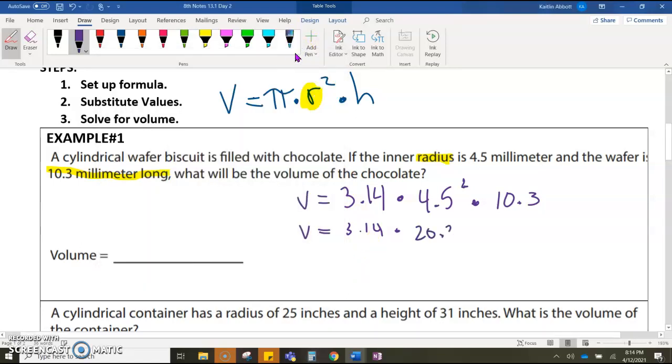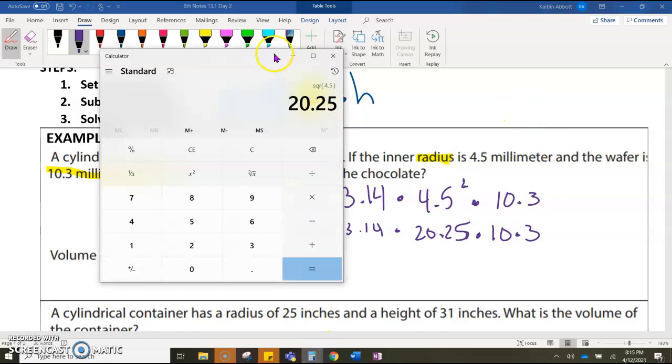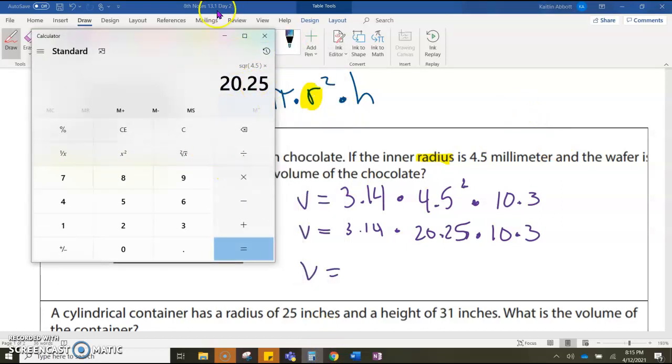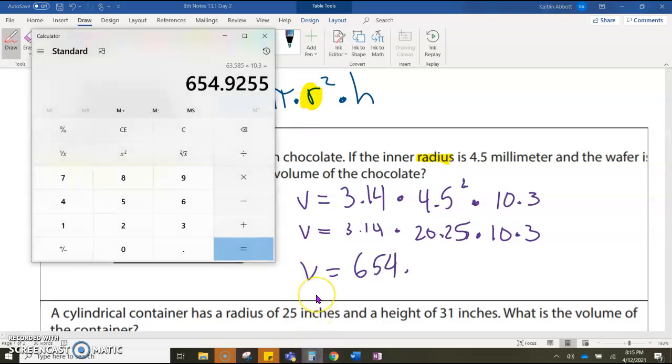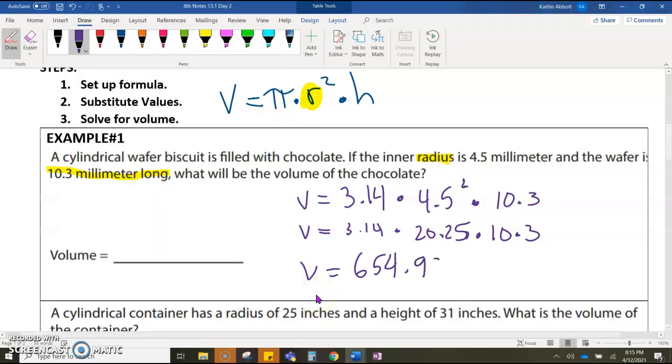So 20.25 times 10.3. Okay, let's put all of this in the calculator and it's going to get us our final answer. 3.14, I can actually leave this here, times 20.25 times 10.3 equals 654 point, where'd it go? 92, 93, up to you. And there you have it, folks, 654.93. That is our final answer.